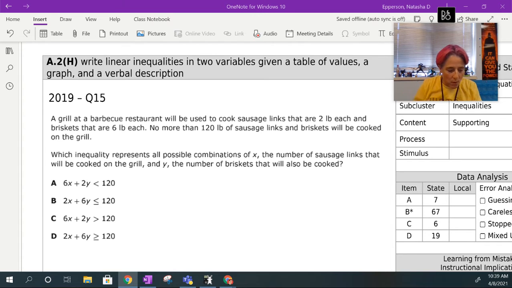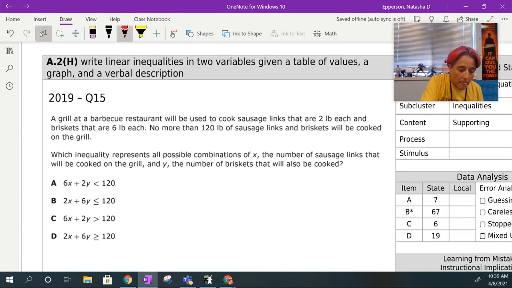All right, so I'm going to continue going over the STAARs from 2015 to 2019. I did go over this question in the 2019 videos, but I'm going to go over it again because it's dealing with this specific TEK. So we're looking at TEK A.2H. This TEK covers linear inequalities with two variables, given a table of values, a graph, or a verbal description. In this specific question, question number 15 from 2019, we're looking at a verbal description.